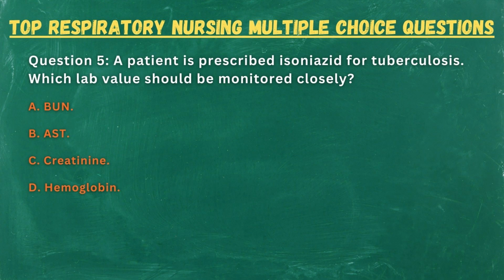Question 5. A patient is prescribed isoniazid for tuberculosis. Which lab value should be monitored closely? A. BUN. B. AST. C. Creatinine. D. Hemoglobin. Answer. B. AST.